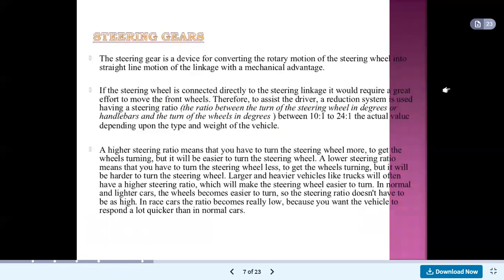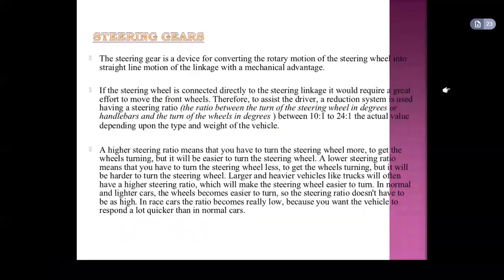The steering gear is a device for converting the rotary motion of the steering wheel into straight line motion of the linkage with a mechanical advantage. So this is the main purpose for providing the steering gear.